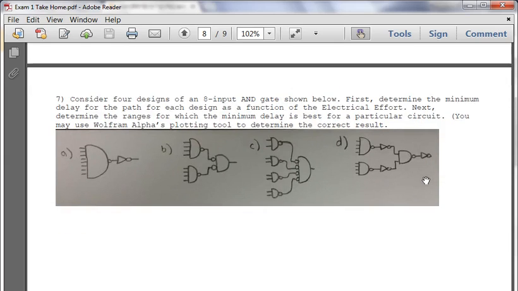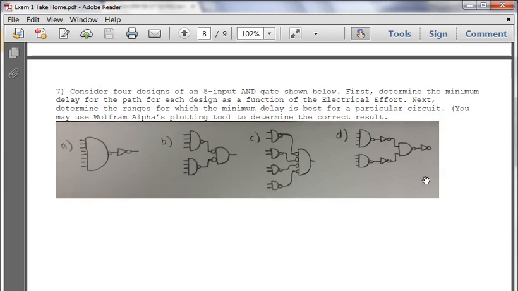For the last undergraduate problem, you're allowed to use Wolfram Alpha to plot the delay functions based on the number of stages. Here we have 4 different designs with an 8-input AND gate, and you're to calculate the problem. In the problem we did in class, you're given n equals 1, n equals 5, n equals 20. You may use the tool and just plot it so you can come up with a range of which design is best for what specific range.